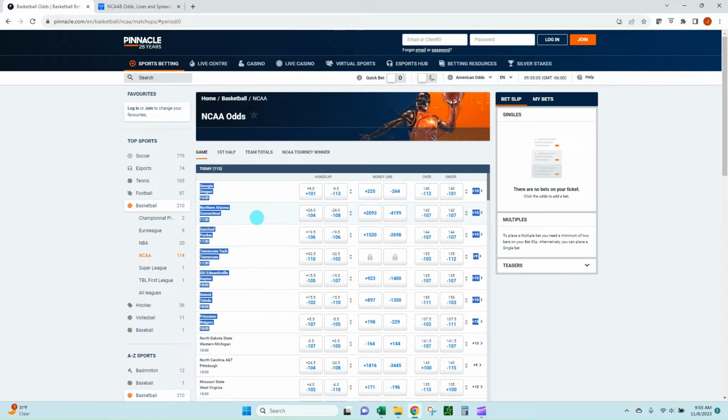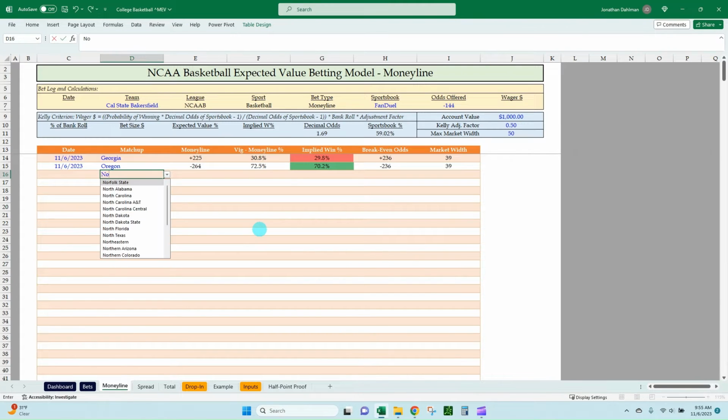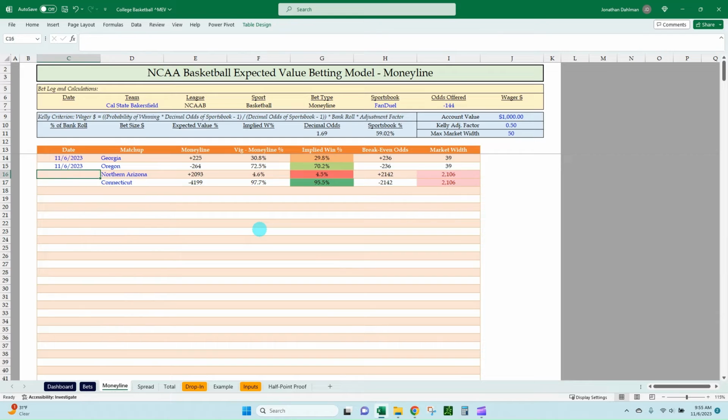Then if we flip over and see maybe the next game, Northern Arizona, Connecticut. Let's see what those odds are. Northern Arizona versus UConn. Okay, so here is where market width really comes into play. You can see we have a market width of 2,106, where we have Northern Arizona at plus 2,093, and then UConn at minus 411.99. So 95.5% win percent versus 4.5%.